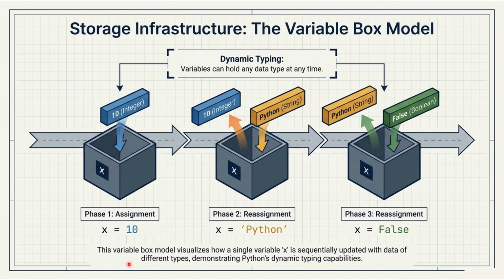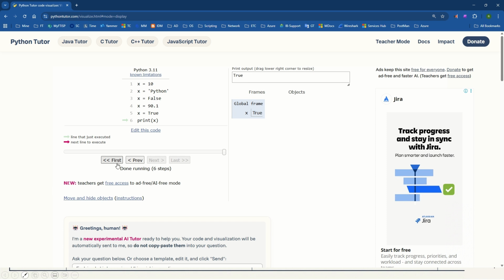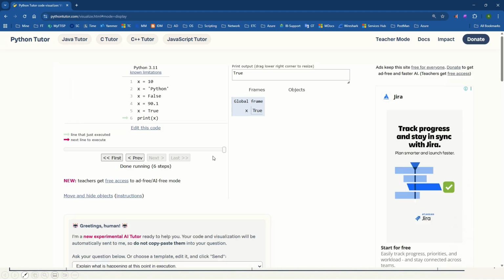That's it. This variable box model visualizes how a single variable x is sequentially updated with data of different types, demonstrating Python's dynamic typing capabilities. I am going to show you a small example so you will also understand. First, x becomes 10. Now x changed its value when it came to the next line, and x again changed its value, and it changes until the last storage and then it prints. This is only the reassignment thing. Okay?